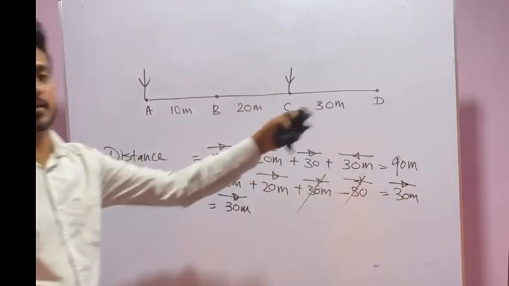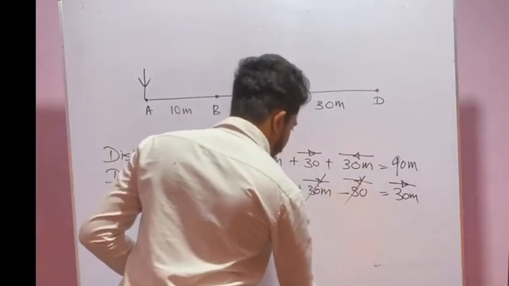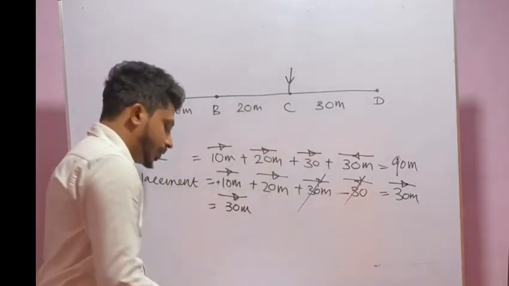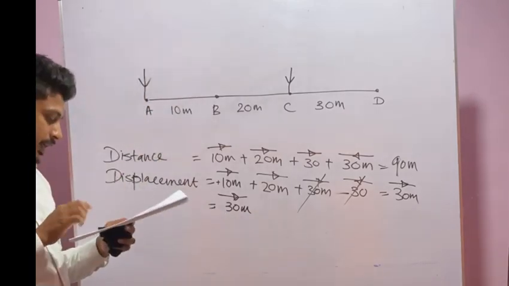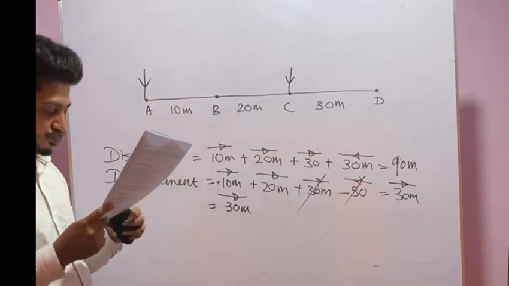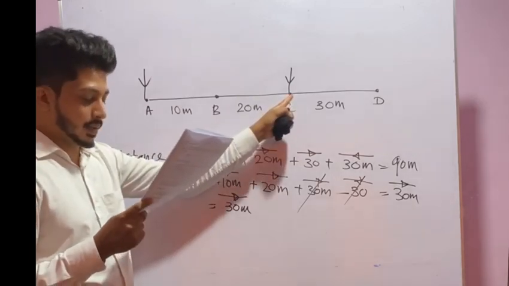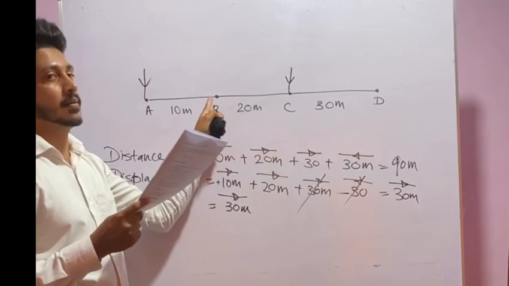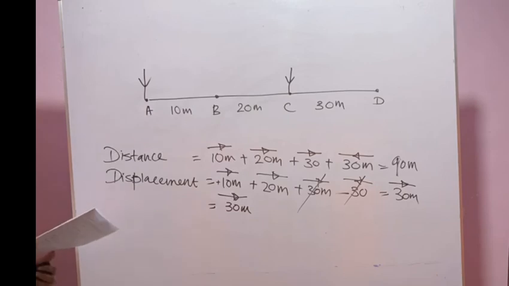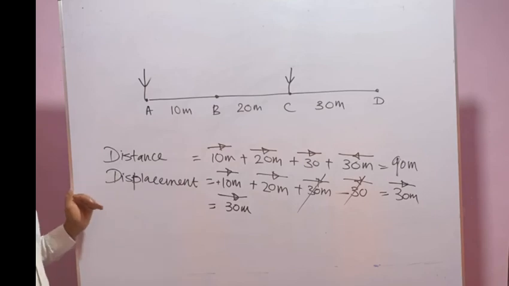So that is how we can calculate distance and displacement. Okay? Distance and displacement. You have homework. In this question there is another one. If a person travels from A to C and again comes to B, what is the distance and displacement? So you have to answer that question. You have to calculate the distance and displacement.